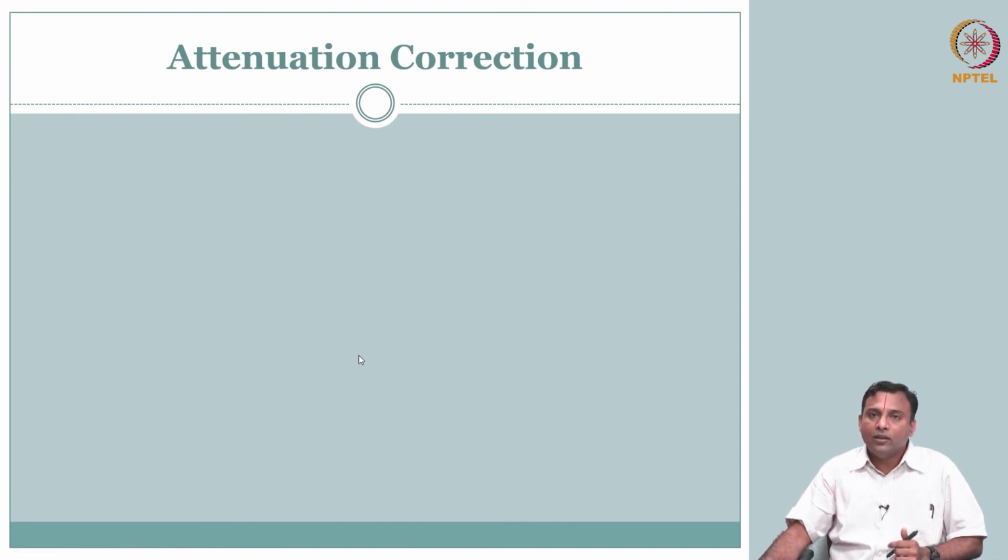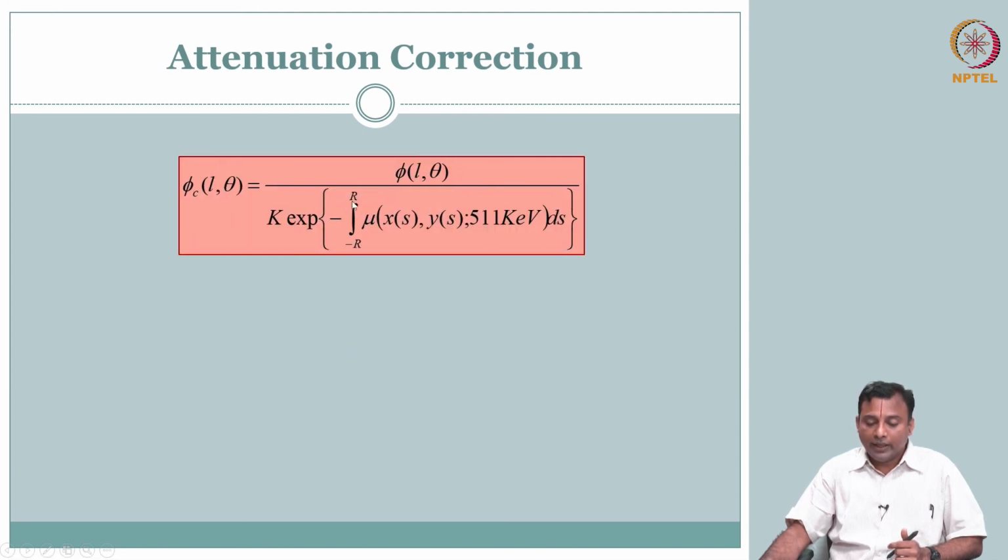How do I say that? All I need is the projection, so I can get that variable. So I can get my corrected phi as your phi, and this term, the k into exponential, I know it is exactly at 511 kilo electron volt. So I can do this, I can get it. I am interested only in the projection.